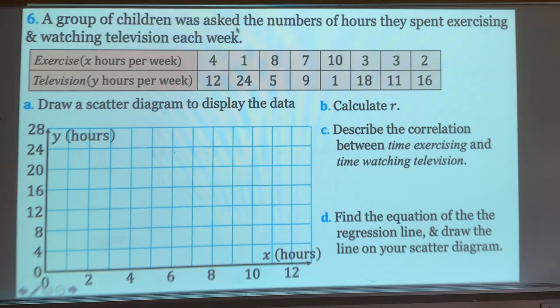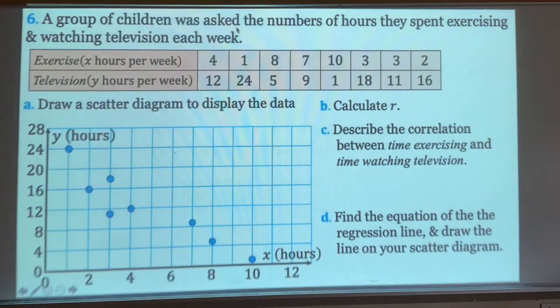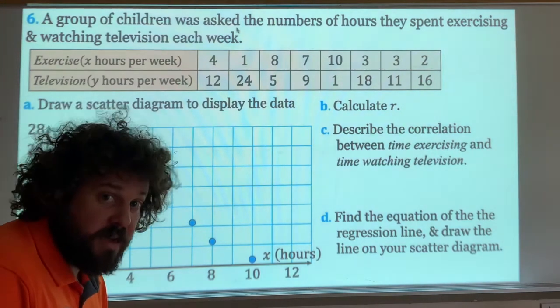All right, so let's draw a scatter diagram. What I want you guys all to do is draw your scatter diagrams. Scatter diagram should appear something like this. Does it? It does? Good.